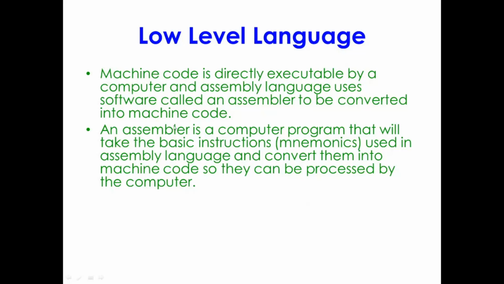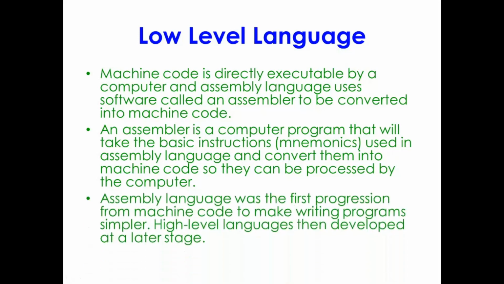So what is an assembler? An assembler is a computer program that will take the instructions used in the assembly language and convert them into machine code, and then the computer can process it. Assembly language was the first progression, meaning the first development that was made after machine language or machine code, because it was very hard to write and read. So to make it easier, assembly language was the first development. Later on, many high-level languages were developed.